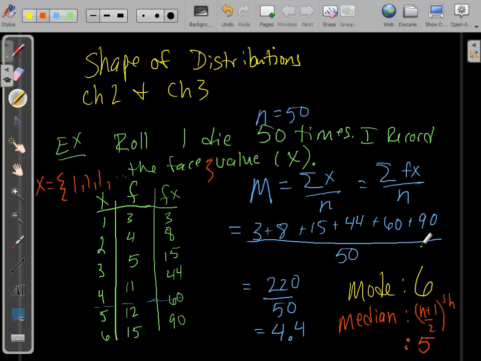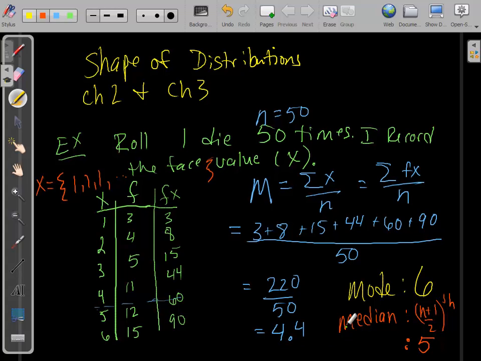Okay, so here we have our descriptions of the center. We have the mode, which is 6, which seems unlikely. We have the median, which is 5. That seems a little bit better. It's kind of the middle number for the observations. I have a video on the difference between median and mean. And then our mean is 4.4.